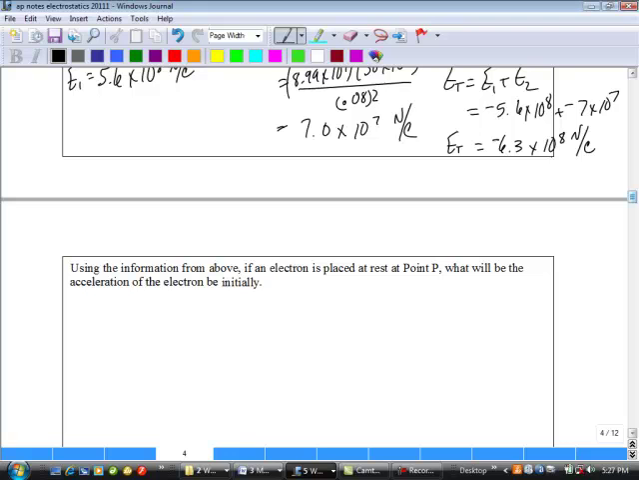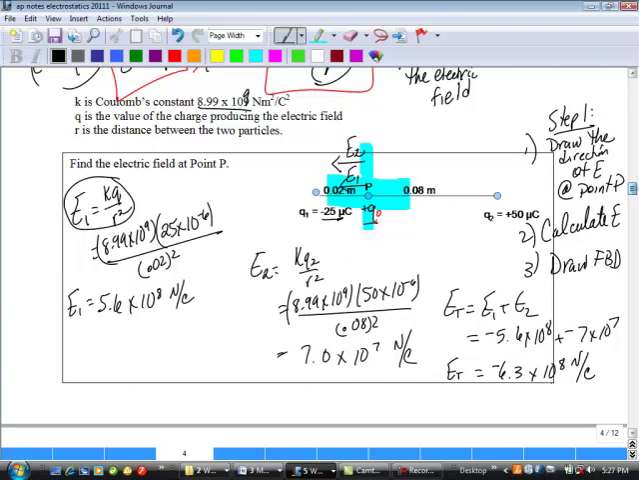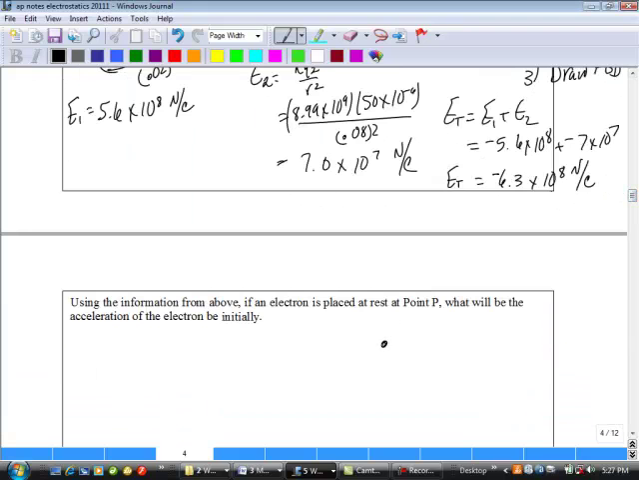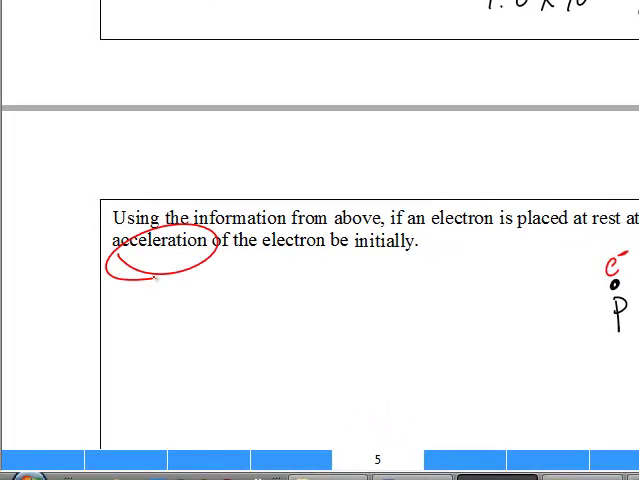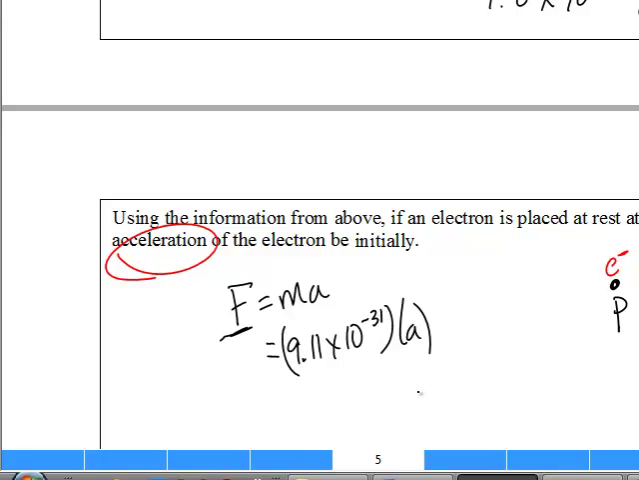Using the information from above, if the electron is placed at point P, what is going to be the acceleration of the electron initially? Alright, so here's my little picture. I have this point P, and I'm going to place an electron right there at point P. Well, what causes acceleration? Hopefully this has been beaten into your head until you can't think anymore. A force causes an acceleration. Do I know the mass of an electron? If I flip back to the front, an electron is 9.11 times 10 to the minus 31. Really sad I have that memorized, but I do.